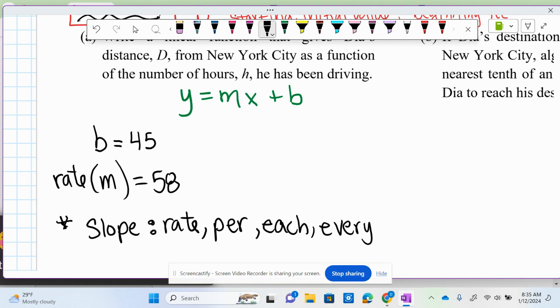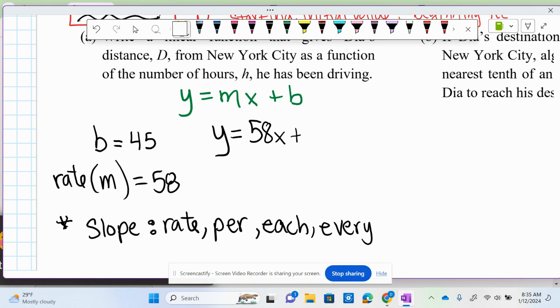So do we have everything that we need to write an equation in y equals mx plus b? Yeah, we do. Y equals, what did you say our slope was? Or our rate? 58x plus, oh, what is our b value? Sorry, 58x plus 45. So d of h equals 58h plus 45, where instead of x we're going to use h.